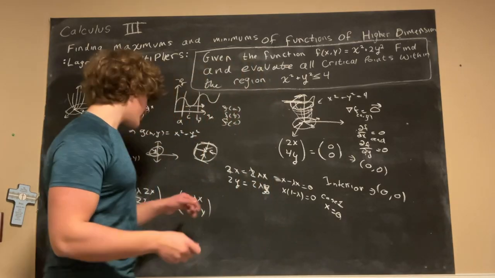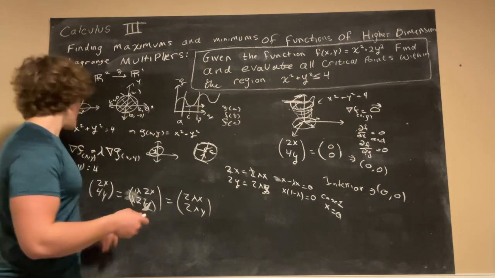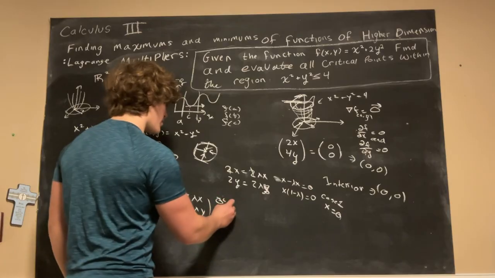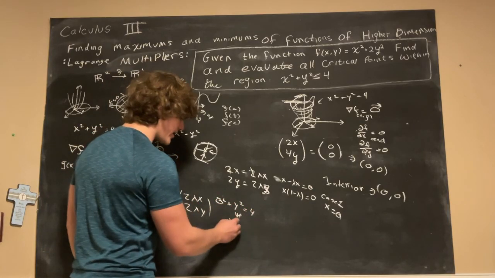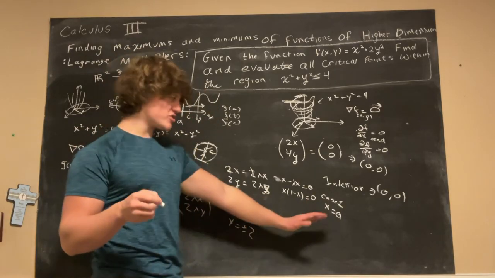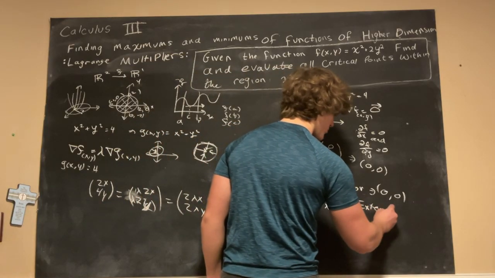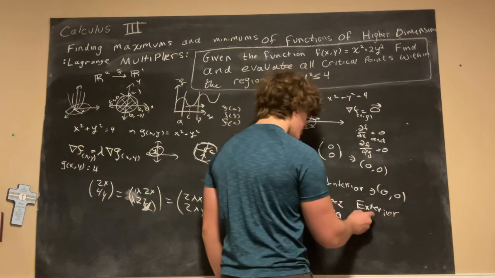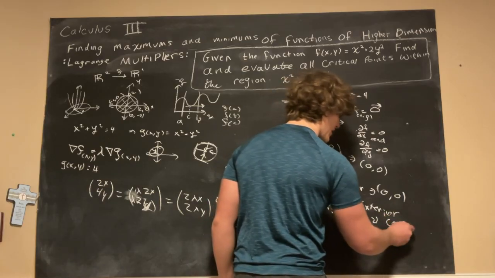So if x is equal to 0, then we can check that with our original equation, x squared plus y squared is equal to 4. So we can plug that in, and we get 0 squared plus y squared is equal to 4, which means that y is equal to plus or minus 2. So this gives us 2 points right here for our exterior points. So let's write this over here. So this tells us that there's a point at 0, 2, and a point at 0, -2.